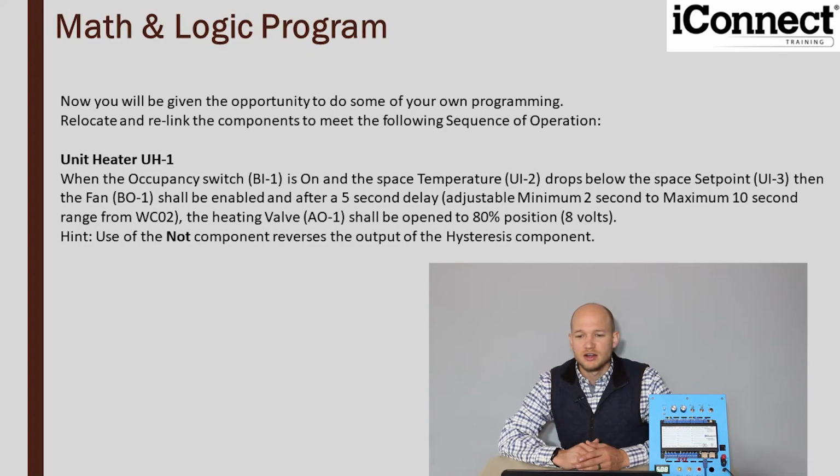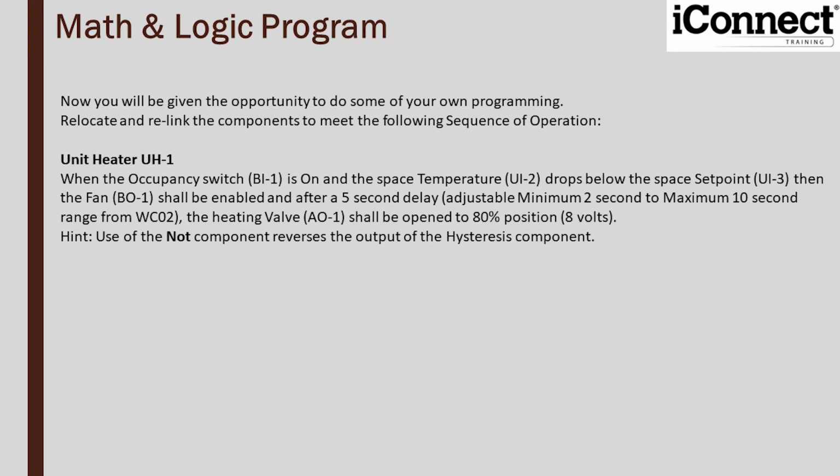So now let's work on another program. Let's relink the components and meet the following sequence of operation. We're going to be dealing with the unit heater, UH1. When the occupancy switch is on and the space temperature drops below the space set point, then the fan shall be enabled, and after a 5-second delay, the heating valve shall be opened to 80% or 8 volts.